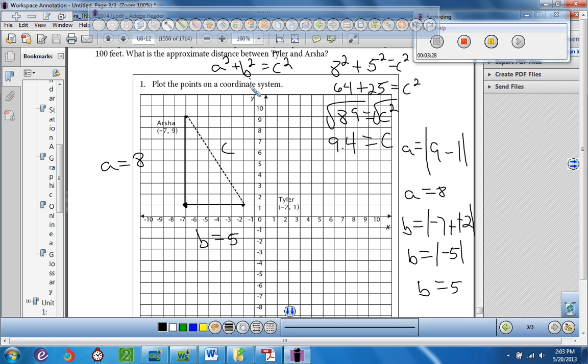Now again, we have to be careful. If you read back in the directions, it says each unit's worth 100 feet. So we're going to take the 9.4 and multiply it times 100. So we end up with 940 feet is the distance between the 2 here.